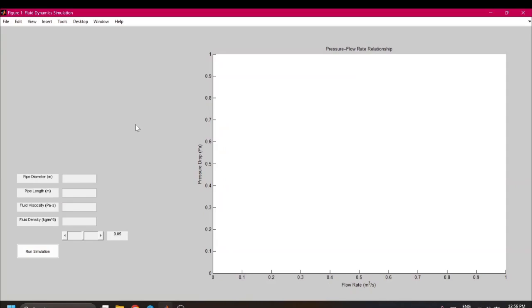For this part, we will explore how the graph and the GUI elements work together to visualize the relationship between the pressure drop and flow rate in pipe system. Now let's take a look at the GUI interface. Here on the left, we have several input fields that control key parameters of our system.